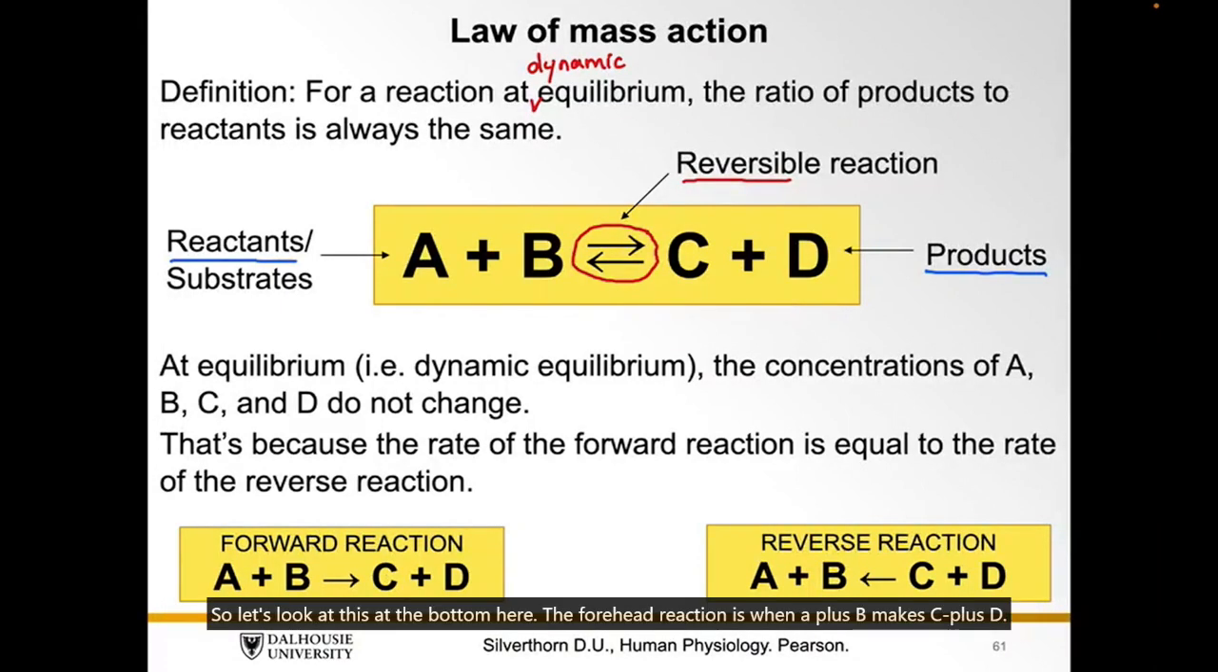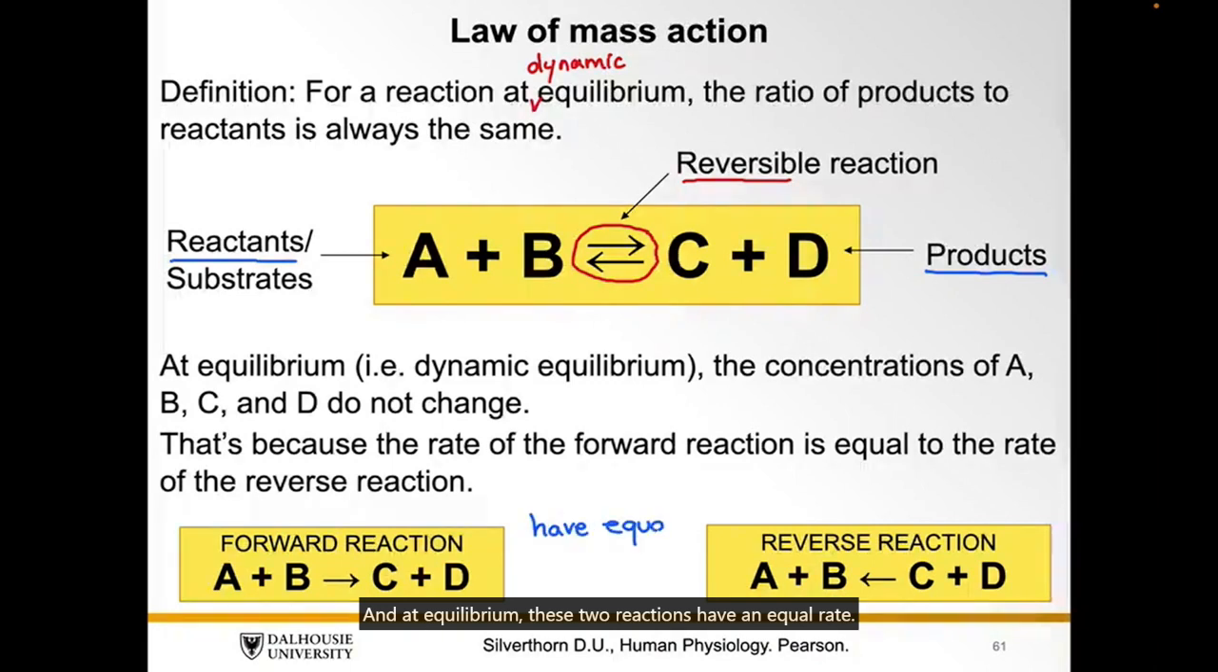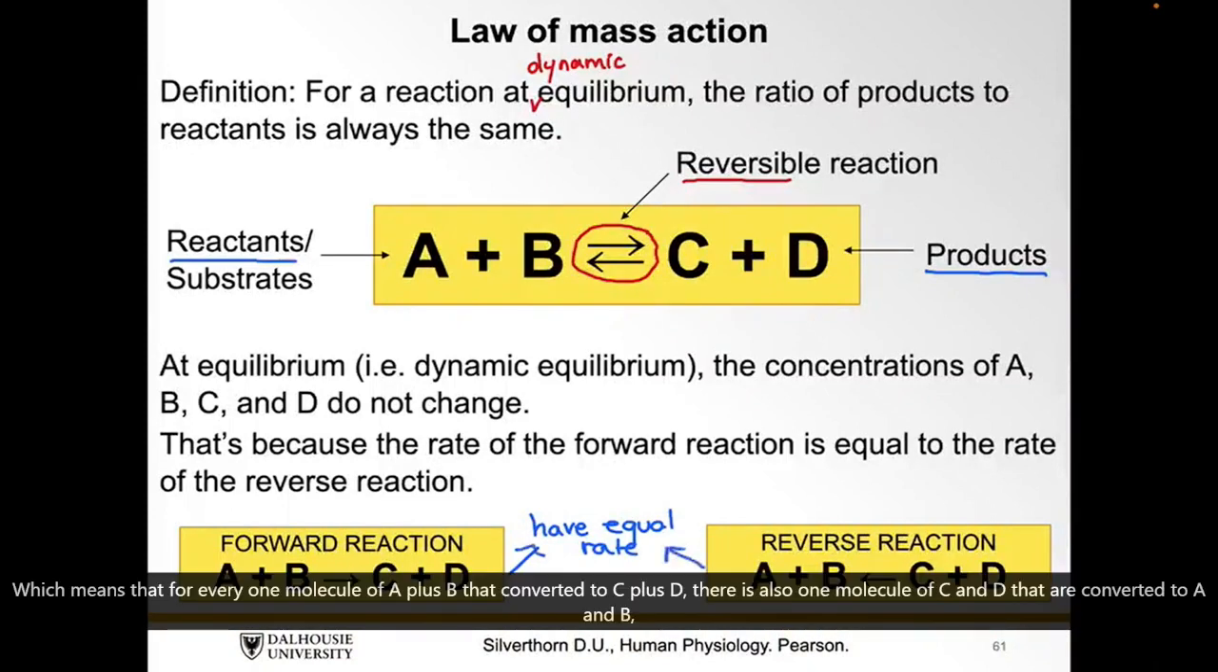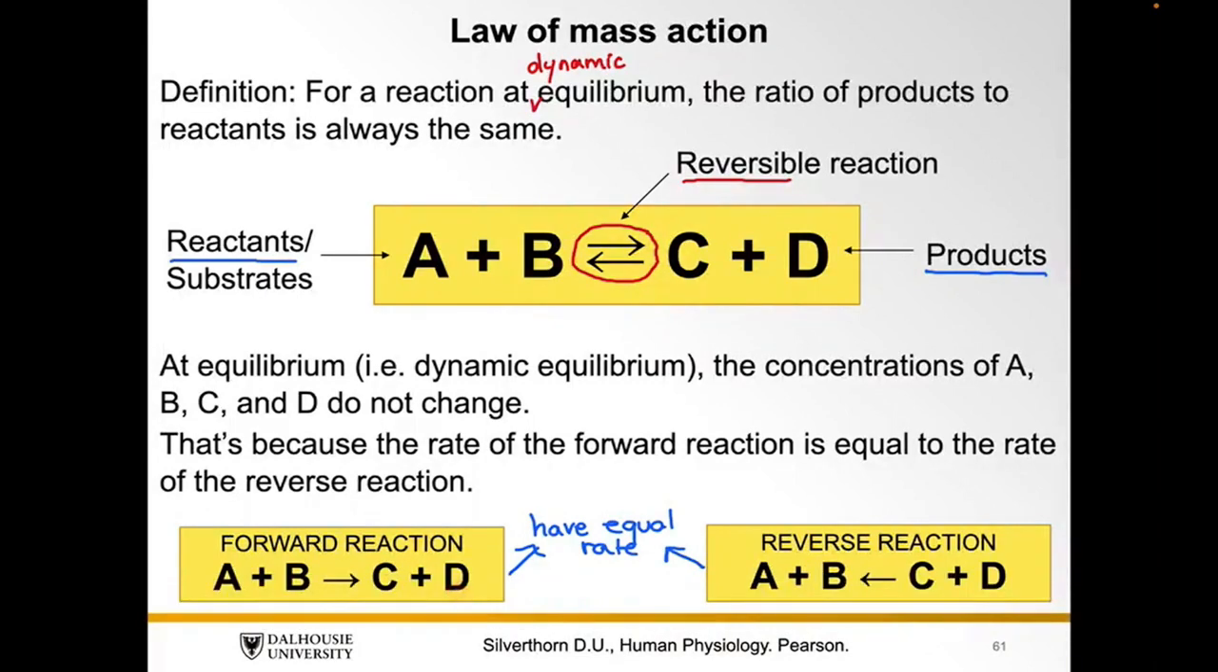So let's look at this at the bottom here. The forward reaction is when A plus B makes C plus D. The reverse reaction is when C plus D make A plus B. And at equilibrium, these two reactions have an equal rate, which means that for every one molecule of A plus B that's converted to C plus D, there's also one molecule of C and D that are converted to A and B.